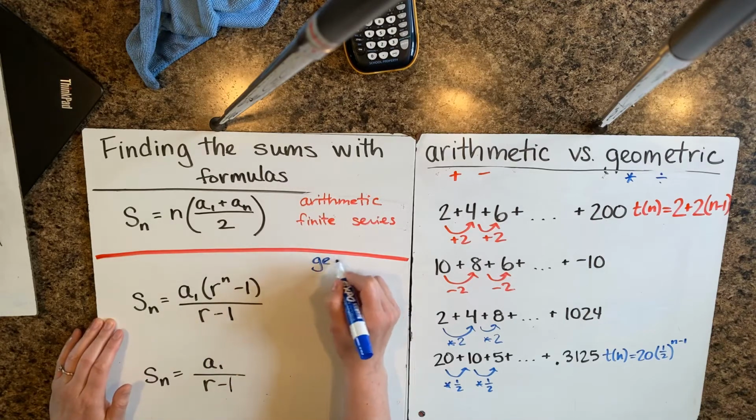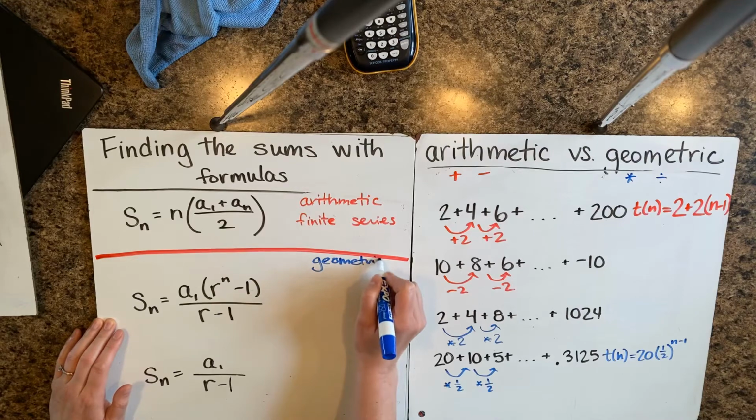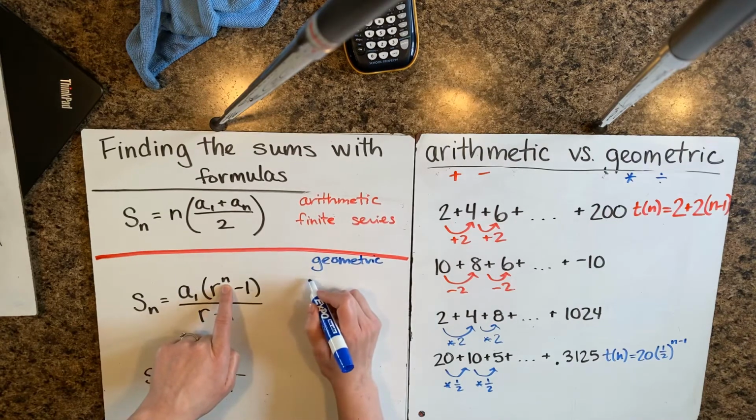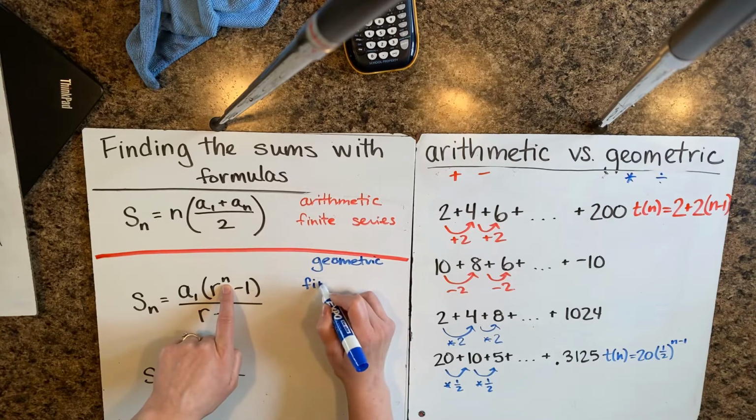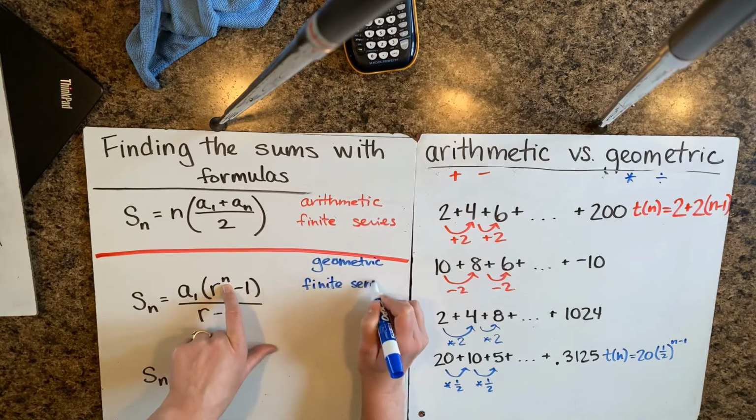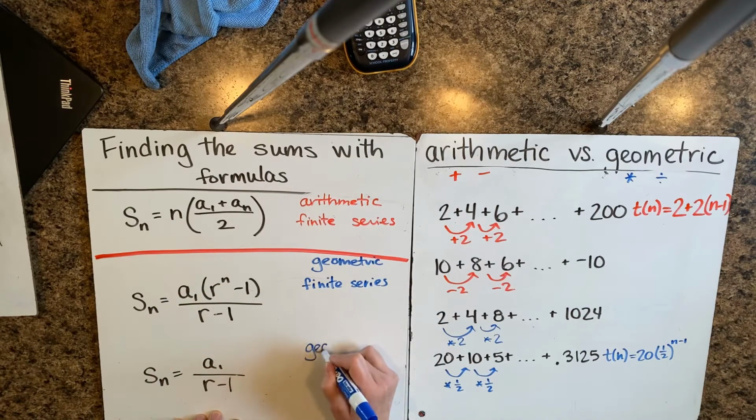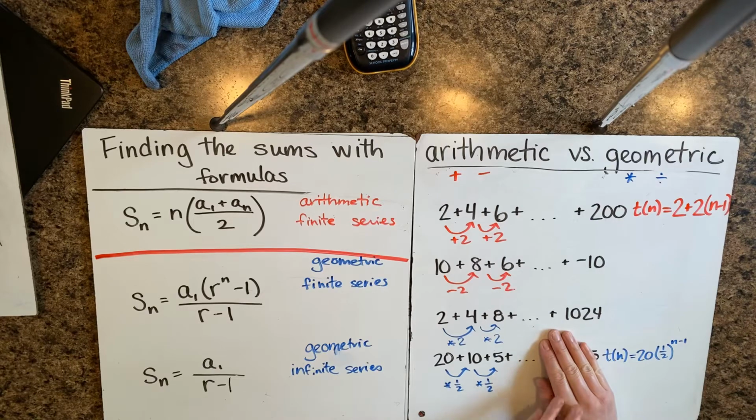So common ratio means that this is geometric. And again, I see an n here. That means I have to know the number of terms in the series, which makes it a finite series. Okay, in this formula down here, there isn't an n. And there isn't an n because this one is an infinite series. Meaning you're just adding things forever and ever with no end.